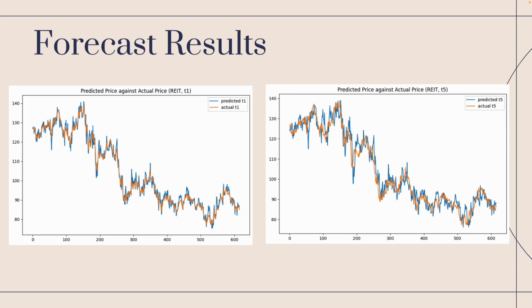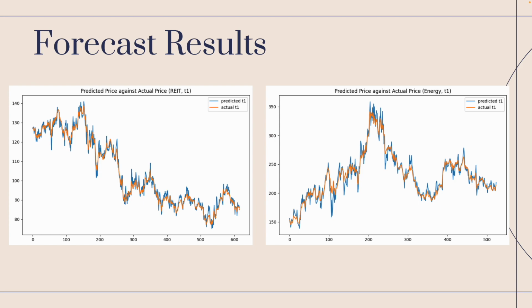Here, we see that at time steps further into the future, the predicted price appears to be lagging. While in this slide, we compare the same time step T1 of real estate against energy and see that prices predicted for energy appear to be more erratic.